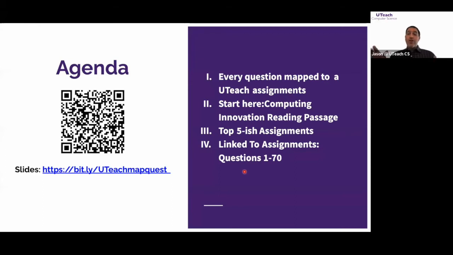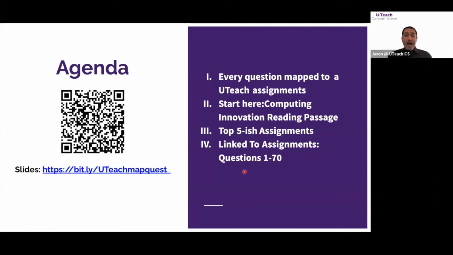Now, we're going to start off by talking about why I mapped every single question on that 2021 practice exam to a UTeach assignment. I'm then going to review how I would teach my students how to do the multiple choice portion of the CSP exam. And I always started with the computing innovation reading passage, not with question number 1.